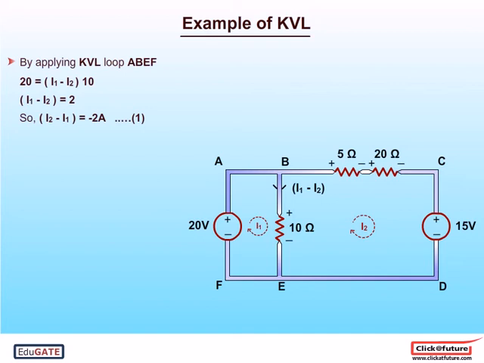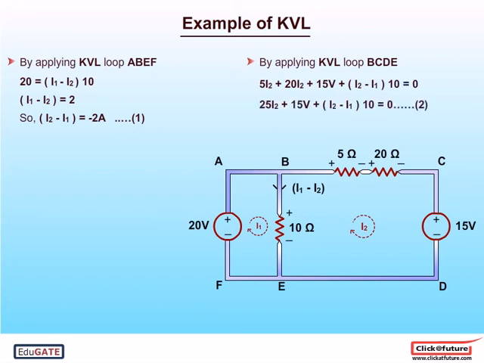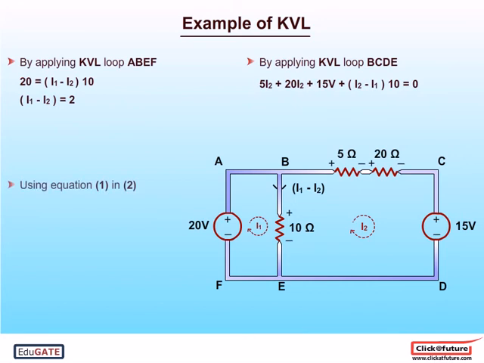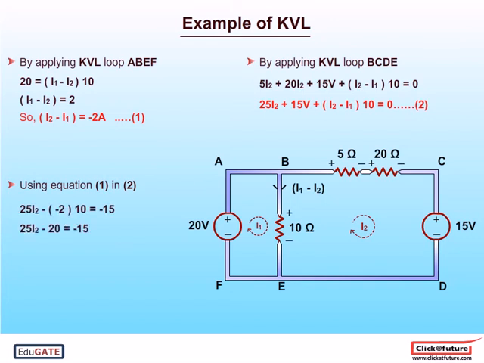Similarly, we can apply KVL to loop BCDE. So we get the equation 5I2 plus 20I2 plus 15V plus, in round brackets, I2 minus I1 multiplied by 10 is equal to 0. So naming the equation as 2. By using equation 1 in 2, we can write this equation as 25I2 minus 20 is equal to minus 15. Thus, I2 is equal to minus 0.2 amperes.